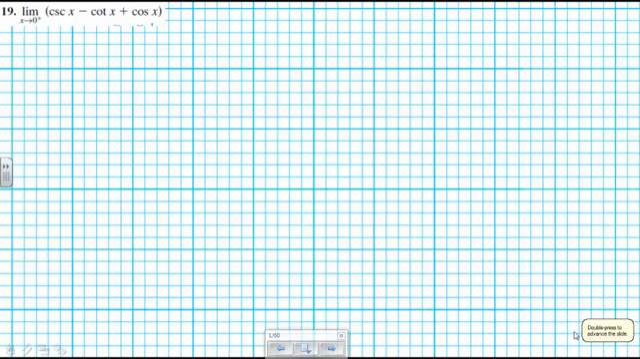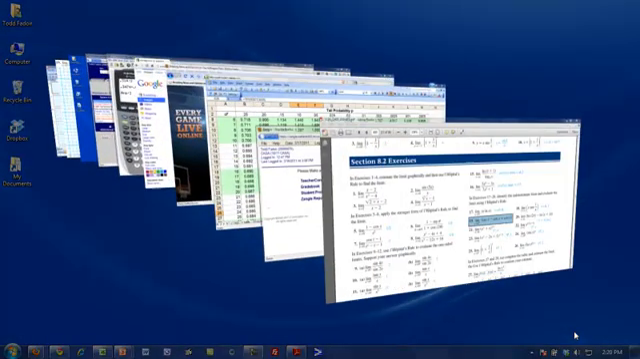Okay, problem number 19 from section 8.2. Now, what I'm going to do, I want to take this on a couple of different levels. Let's start by looking at this graphically and see if, when we look at it graphically, we get any insight about where we think we're going with this problem.